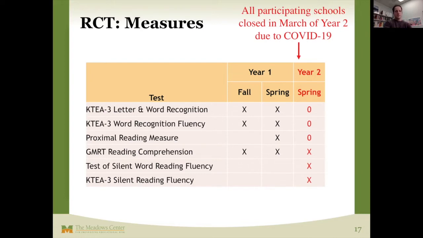And so you'll see that measures like the letter word recognition and word recognition fluency, we determined we wouldn't be able to administer those validly over the phone. And so we adopted the test of silent word reading fluency and the silent reading fluency from the KTEA. The only measure that we were able to administer across all time points was the Gates reading comprehension test.